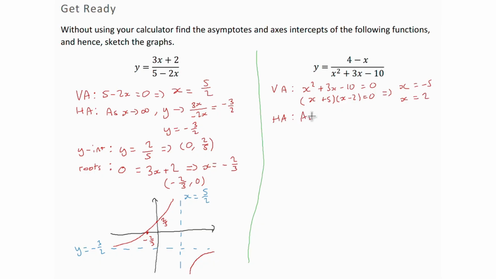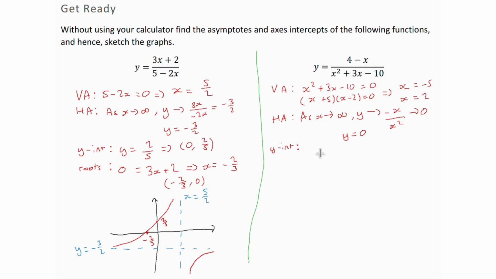Horizontal asymptotes are as x tends to infinity. In this case, y is going to tend to, well, the top's going to tend to minus x. The bottom's going to tend to x squared, because when x is massive, it's only the highest power of x that really matters. And this tends to 0, because it's going to tend to 1/x. As x gets huge, that's 0. So our horizontal asymptote is y equals 0.